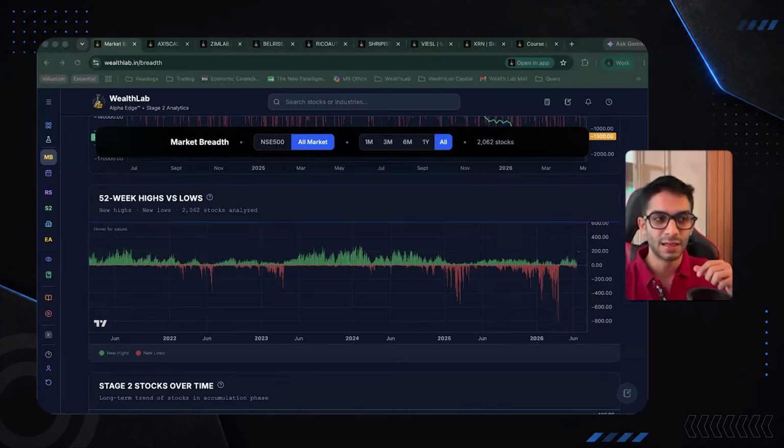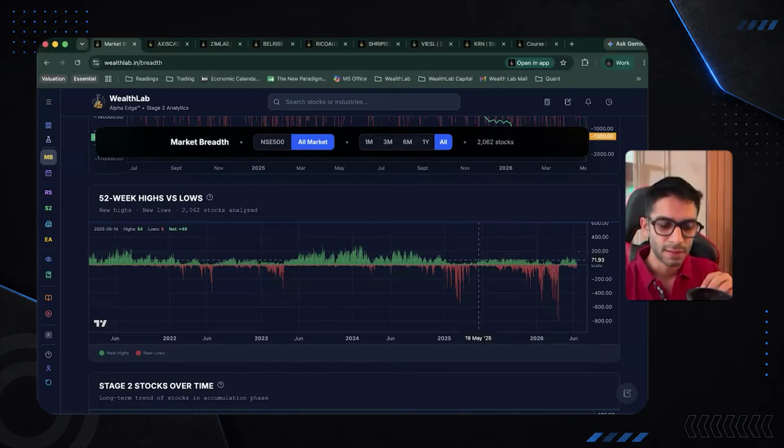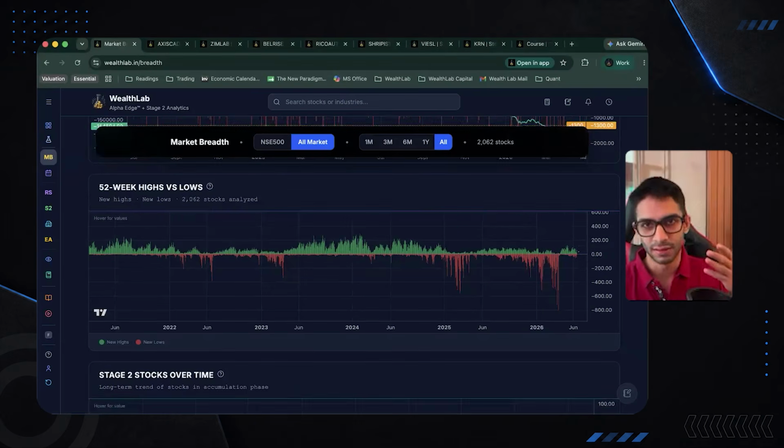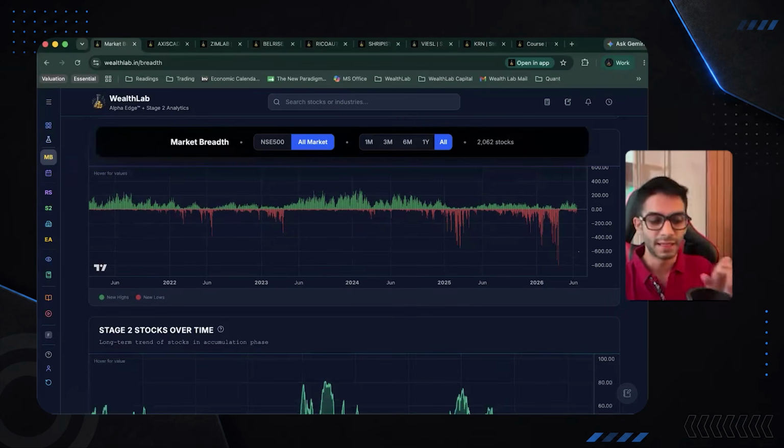Right. We are seeing very few green bars. Hence, it is not an easy money environment. So this is another second metric that we track.